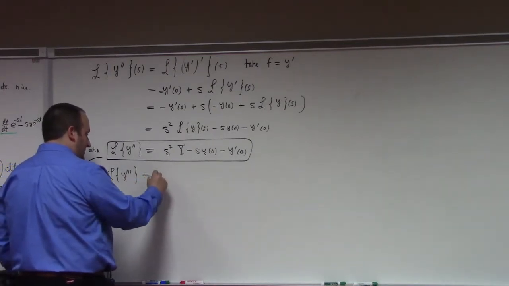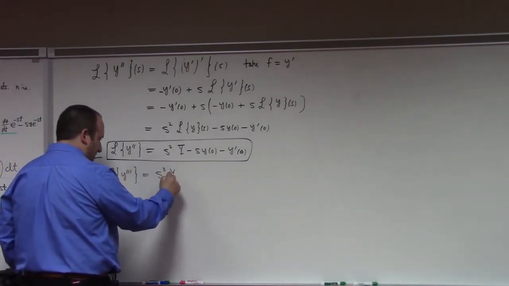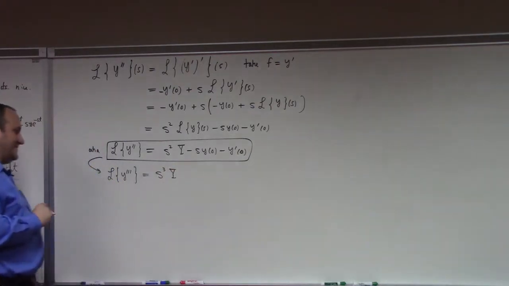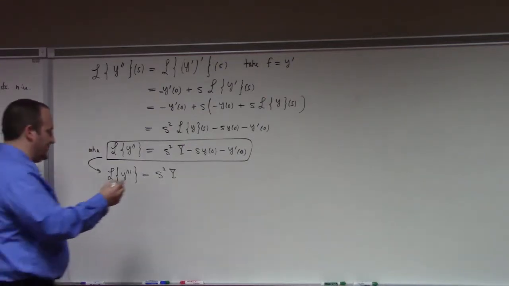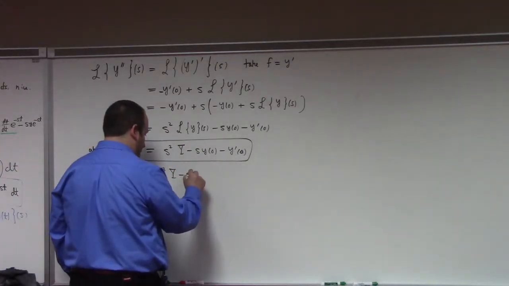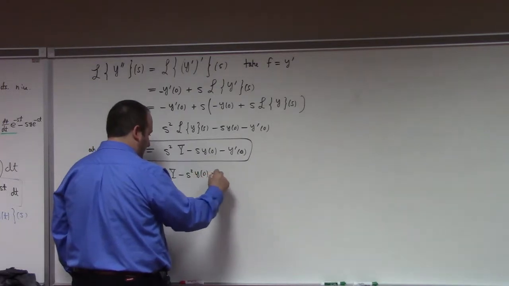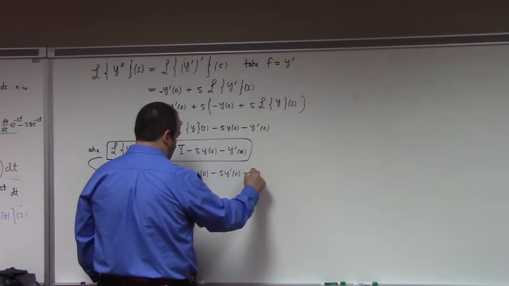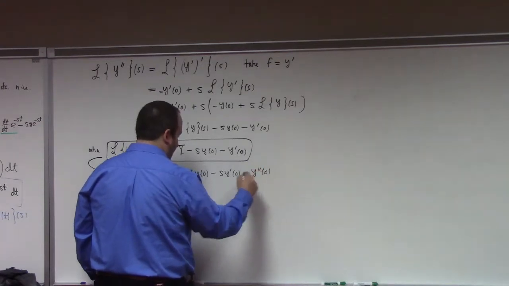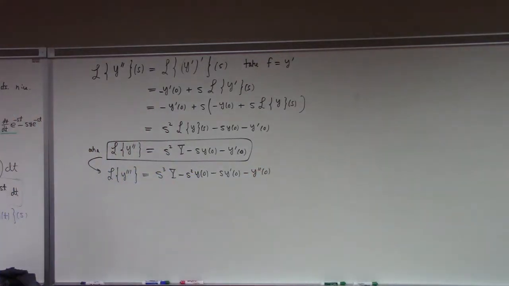I'll do the easy part. s cubed of y, then what? Minus s squared y of 0 minus s y prime of 0 minus y prime prime of 0. And you can iterate and just keep doing this, right?